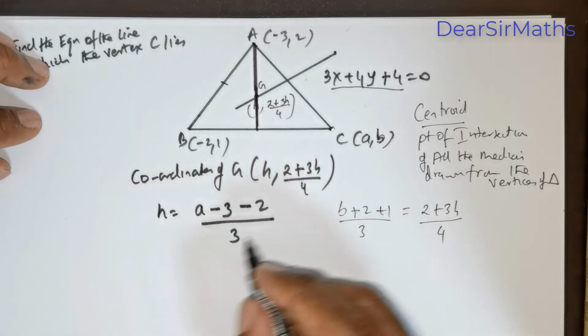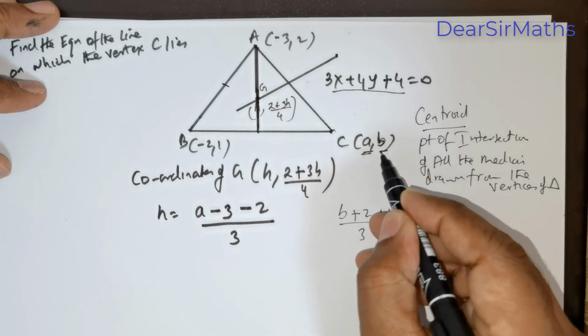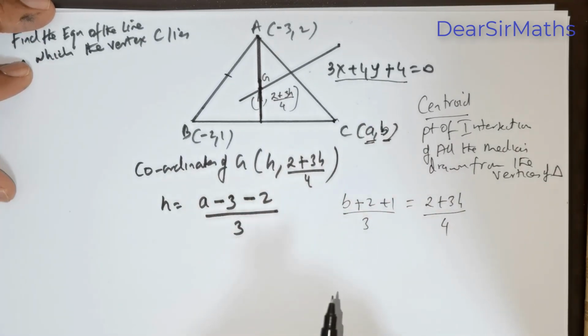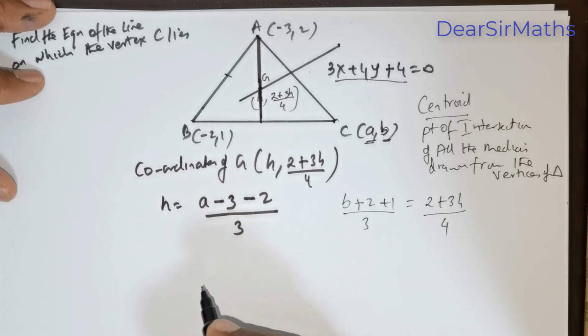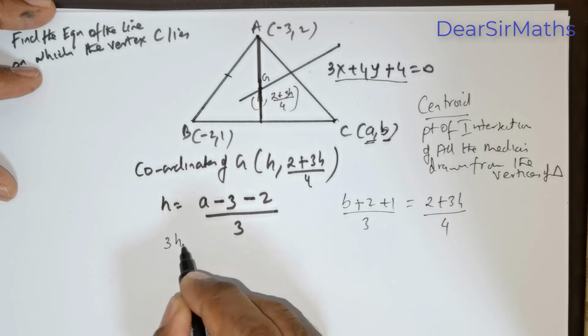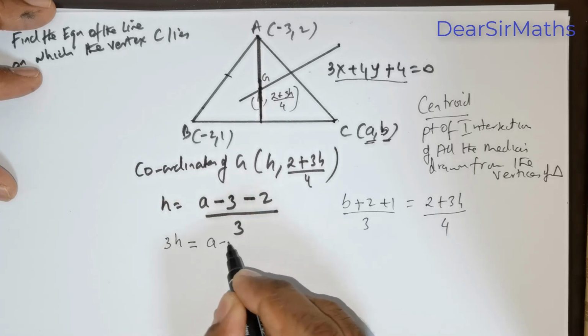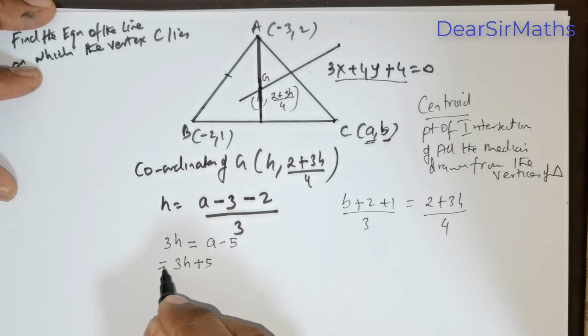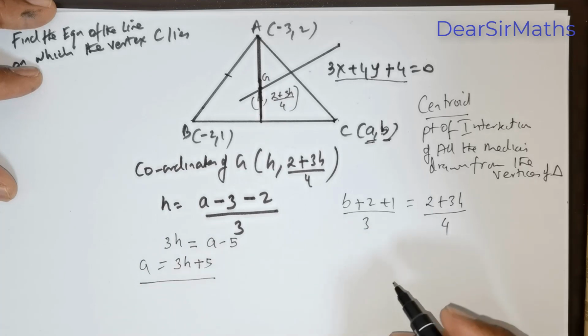Now why am I doing all these things? Because I want to know the value of a and b. That is the reason I am utilizing the centroid. So let me represent a in terms of h. This is going to be 3 times h is equal to a minus 5. Therefore 3 times h plus 5 is equal to a. So I've got a value here.